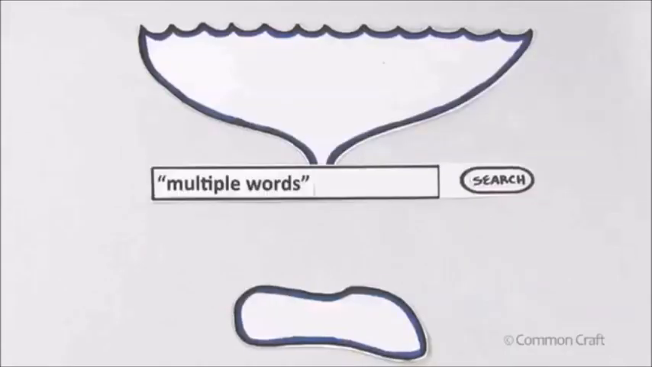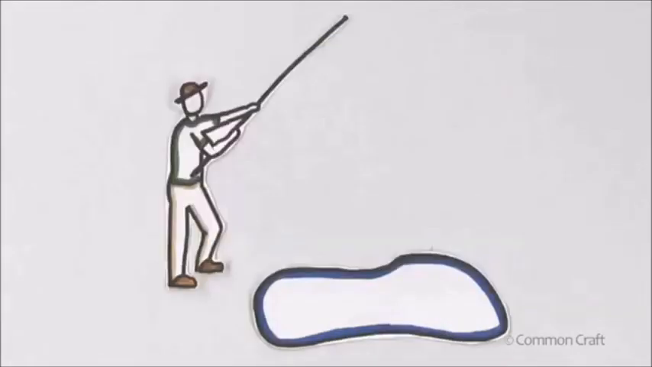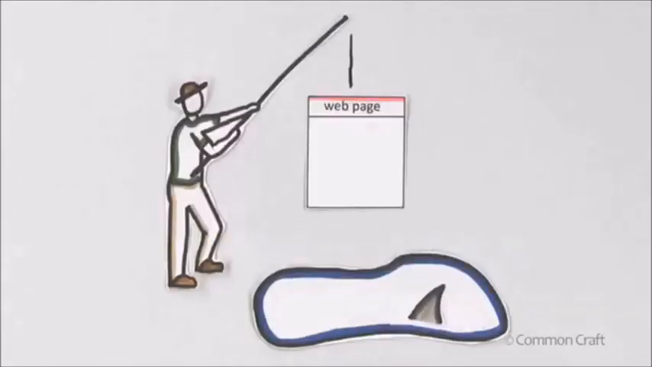By being specific and using words and symbols that remove useless information, you can find exactly what you need and keep the web from swallowing you whole.